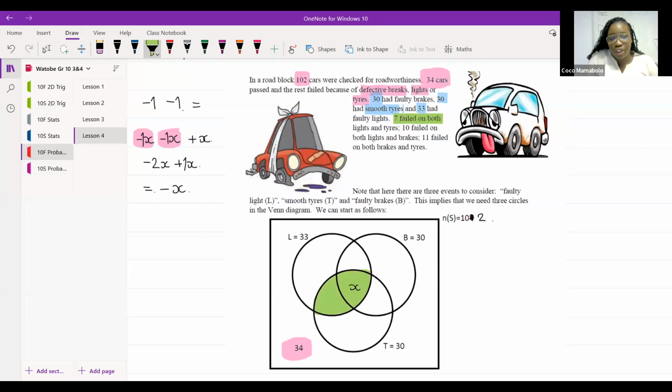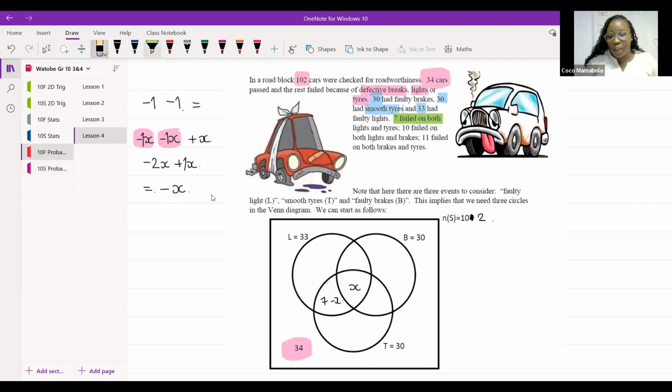Now, this whole section needs to equal 7. So what do we know about the tiny little section over here? How much would that have to be? 7 minus X. Oh, you get me. 7 minus X. Good stuff, right?